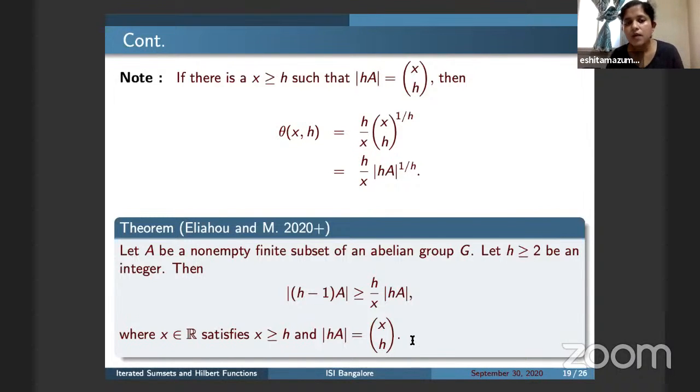Now we have observed that we have this function theta. Now we will see that this theta has a very nice property. So we would like to talk about this theta.